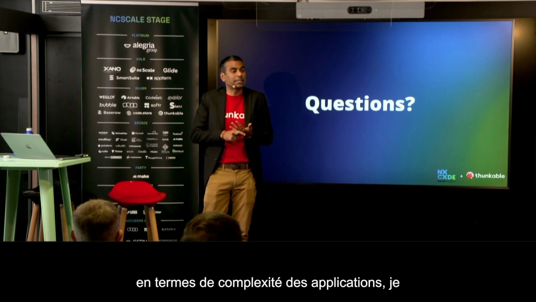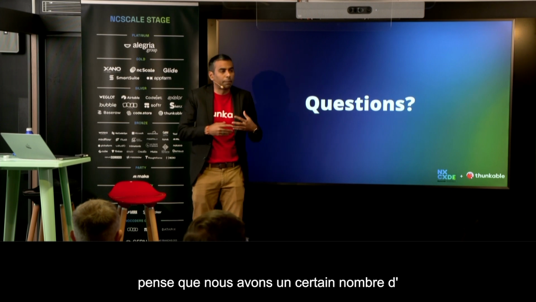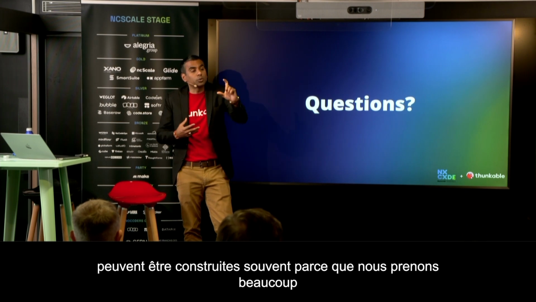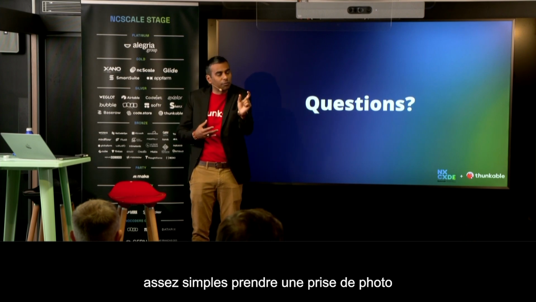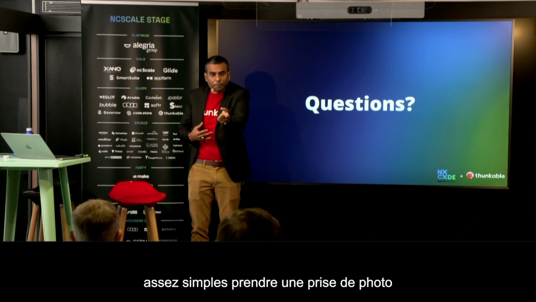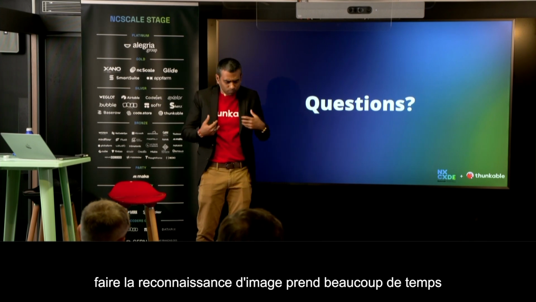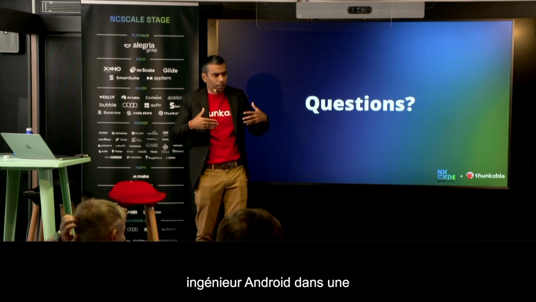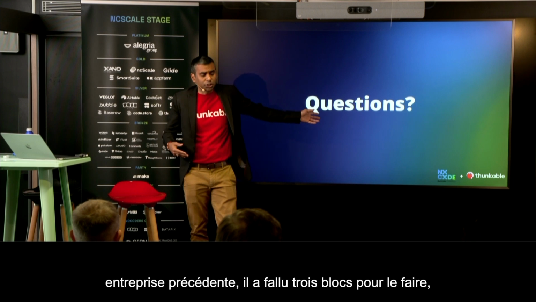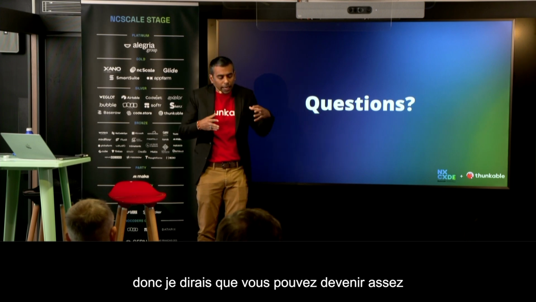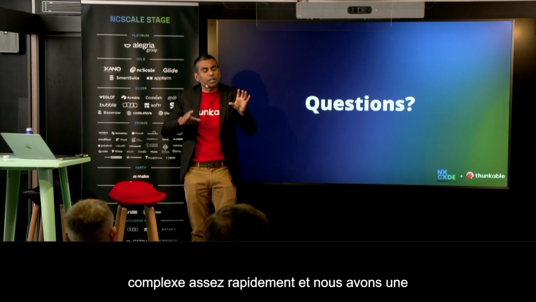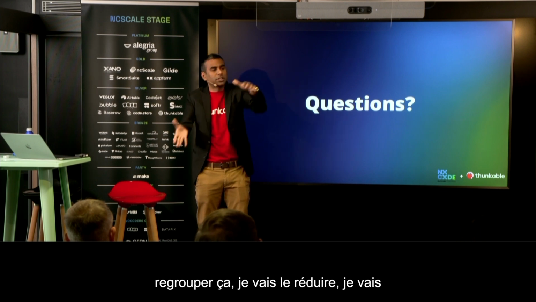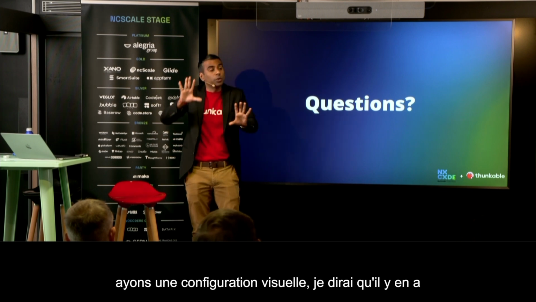In terms of complexity of apps, we have a number of really interesting and complicated apps that can be built, often because we take a lot of complicated concepts and make them fairly simple. Taking a picture and doing image recognition takes a lot of code. This is a thing I built when I was an Android engineer at a previous company. It took 3 blocks to do. So you can get fairly complex fairly fast, and we have a good management setup where you can say, hey, I'm going to bundle this up, I'm going to collapse this, I'm going to put it over here. So we do have a visual setup.